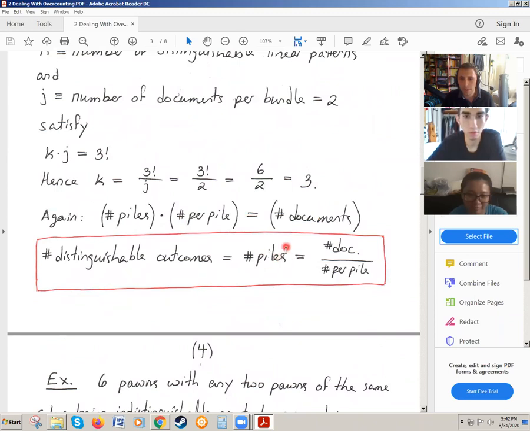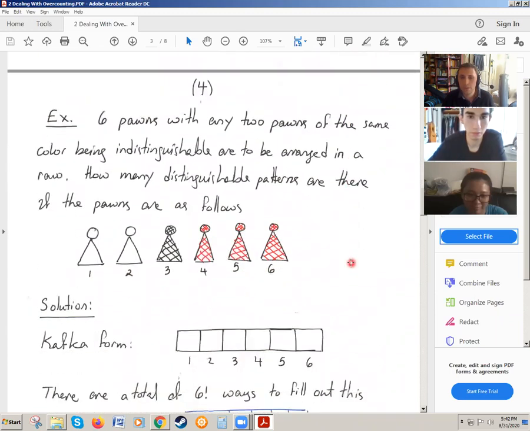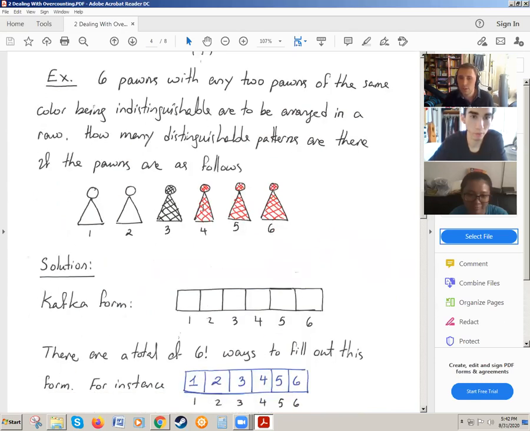So then we know that the number of piles corresponds to the number of unique solutions, and this is how it's obtained. So here is an example, the first example, we already covered it, where it's not convenient to go and directly list all the possibilities. Here we have a bunch of pawns that have the same color and cannot be distinguished, and we have 6 pawns, right? So using that idea from before, we can construct a Kafka form.